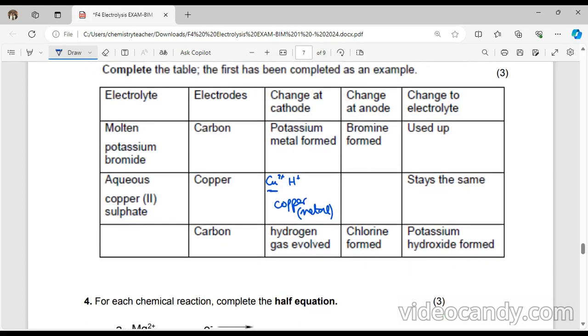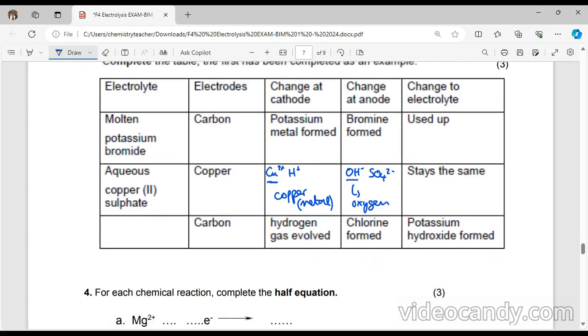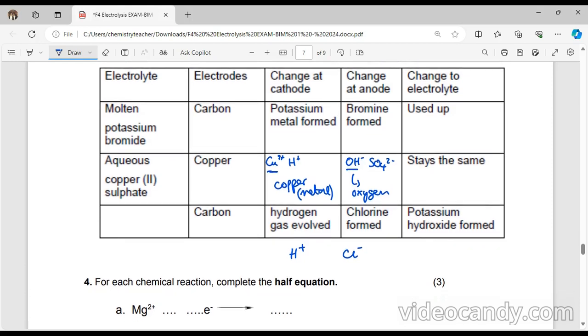And at the anodes, carefully here. So we've got carbon electrodes. The cathode makes hydrogen. The anode makes chlorine. If we work our way backwards, we know if hydrogen gas is made, it's got H plus ions. If chlorine is made, we know we've got chloride ions. Then we look at the electrolytes, we can see that potassium hydroxide is formed. So that means that there must have been, at the start, OH minus ions and potassium ions.